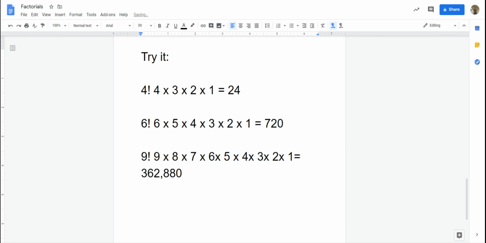Many modern calculators actually have the factorial button built in. So look at your handheld calculator and see if yours does.